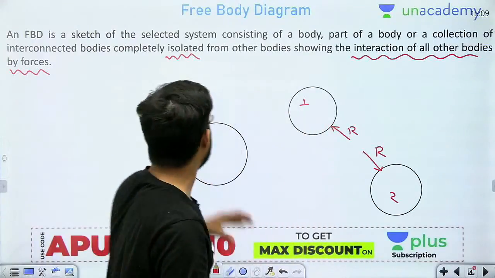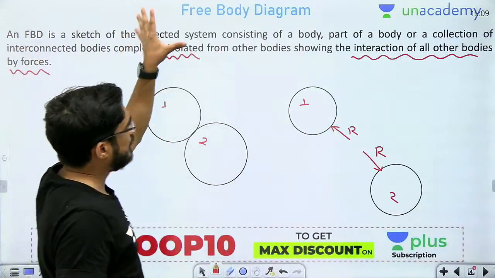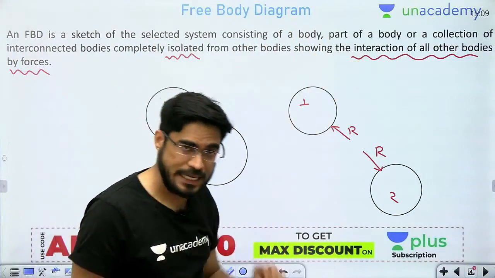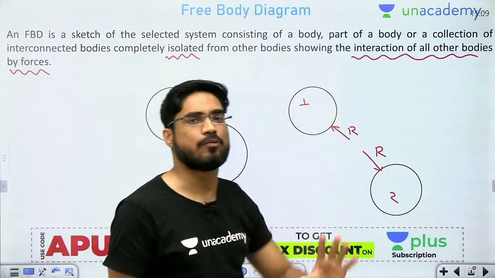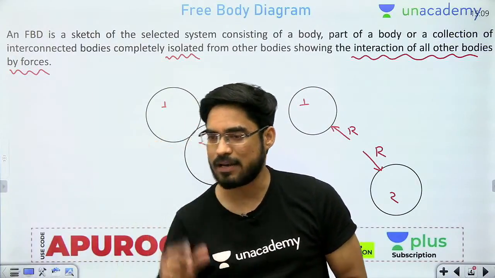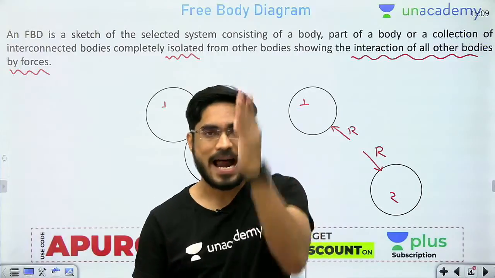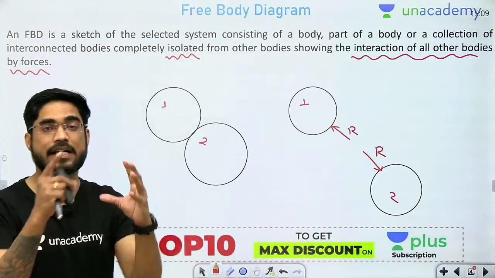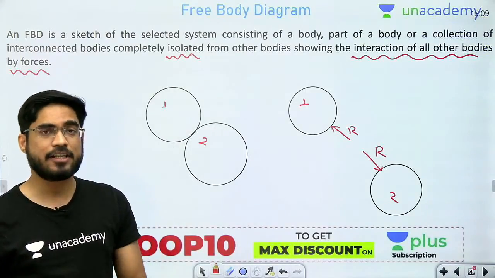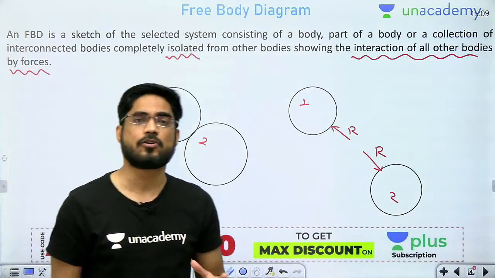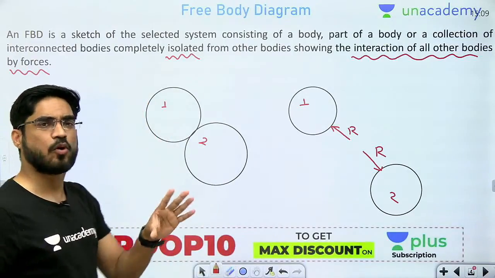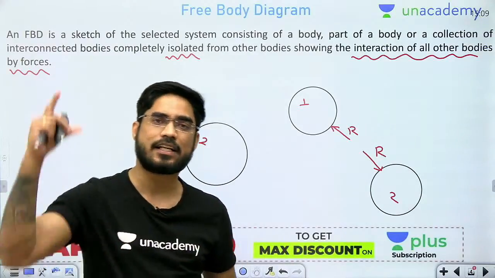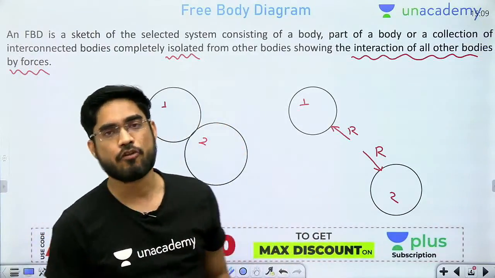Free body diagram is a sketch of a selected system consisting of a body, part of a body, or interconnected bodies. You can draw the FBD of a single body, you can draw the FBD of part of that body, half of the body, or you can draw the FBD of two interconnected bodies. And when you draw the FBD, what you need to do? You need to isolate that body from all the other bodies, and you need to show the interaction of other bodies by means of forces.